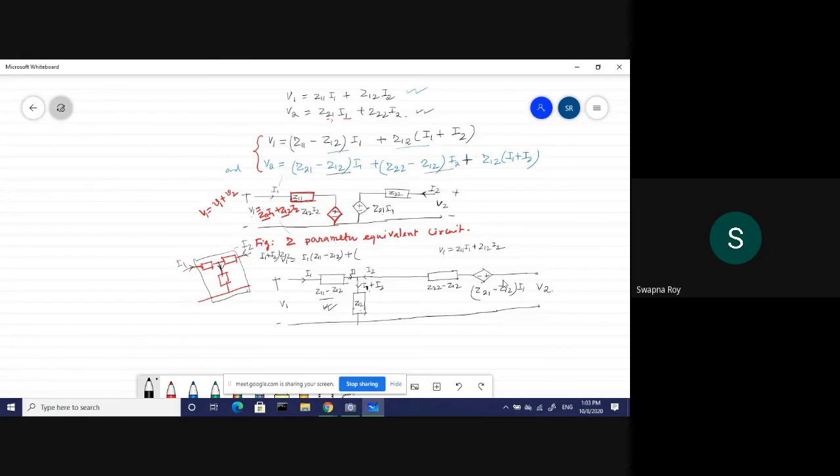So I2 current is entering here. This is I2. The first drop is Z21 minus Z12 into I1, which is the output of the current controlled voltage source. Now this one will be I2 into Z22 minus Z12, plus I1 plus I2 into Z12. So the voltage is the sum of three voltage drops.